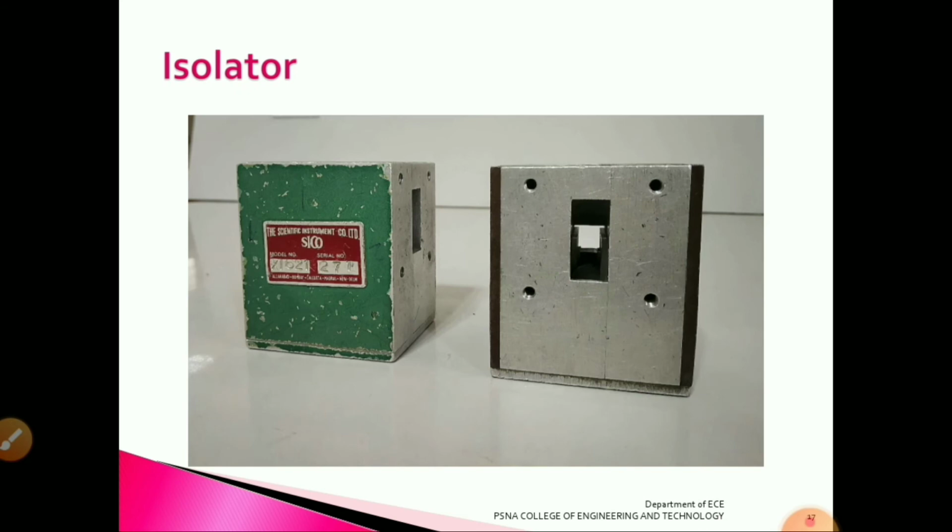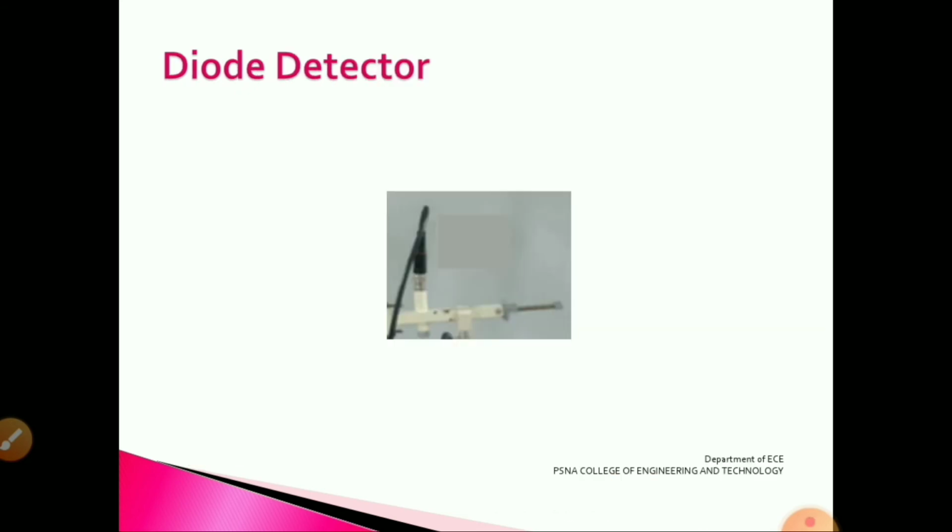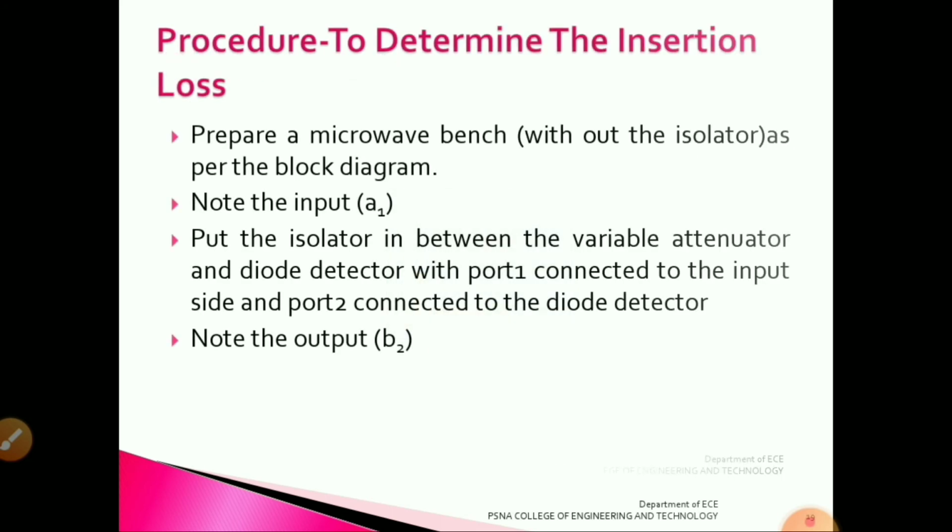This is the isolator. In the diagram you can see the two ports provided. This is a diode detector from which we will be detecting the output power. The output of the diode detector is connected to the CRO to measure the reading.